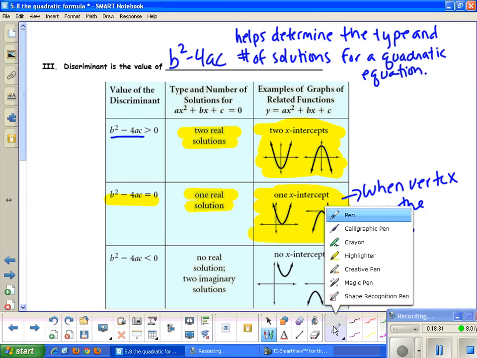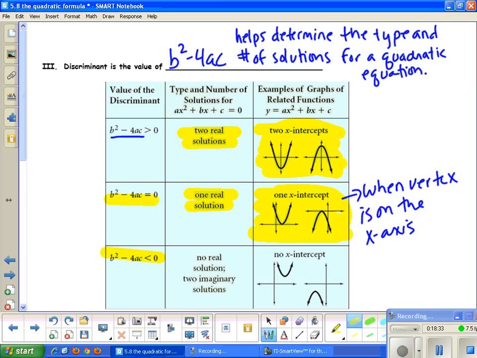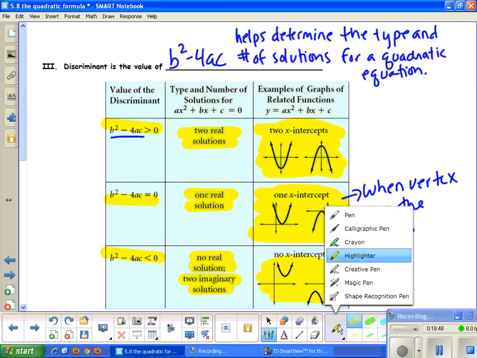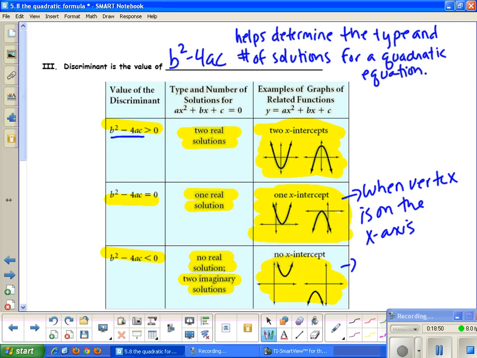And then the last part we have is this formula right here, which is b squared minus 4ac is less than 0. So when it's less than 0, you have no real solutions. Instead, you have two imaginary solutions. And that's when your graph doesn't cross the x-axis, like right here. So it doesn't cross the x-axis.